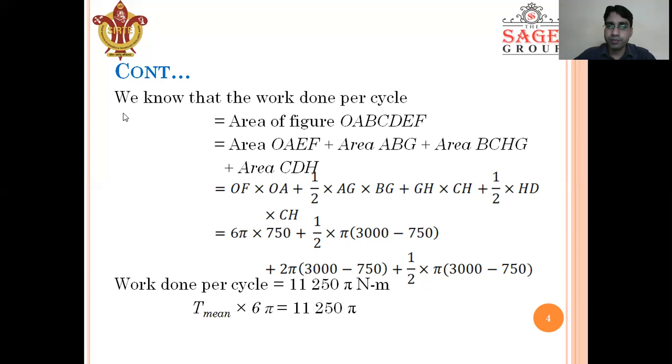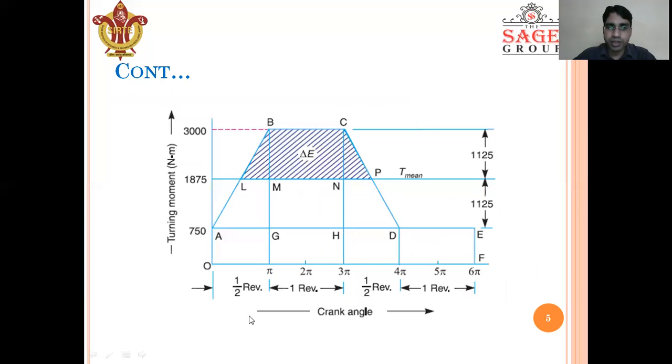Now T mean into theta is equal to 6 pi, and the value of T mean is 1875 Newton meter. This value is represented in the diagram. So this is the diagram. You can see here we have to represent the value of 1875, or the T mean. This is the mean resisting torque line, the mean torque line.